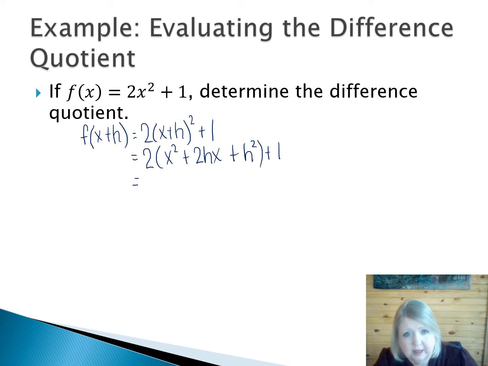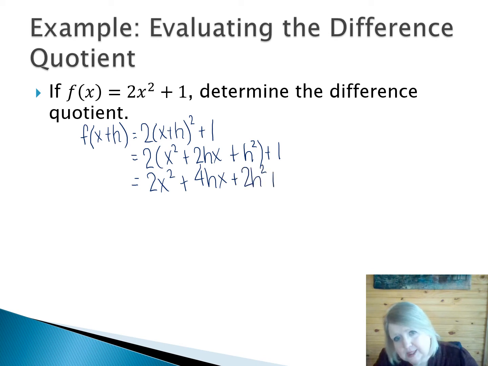And then I distribute the 2 through. 2 times 2 is 4. 2 times 1 is 2. And plus 1's just hanging on. Now I look to see if I can collect like terms, and I don't have any to collect. I'm actually very comfortable with that by now because I usually don't find anything to collect there.